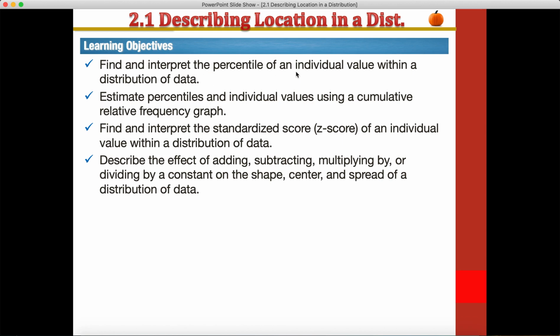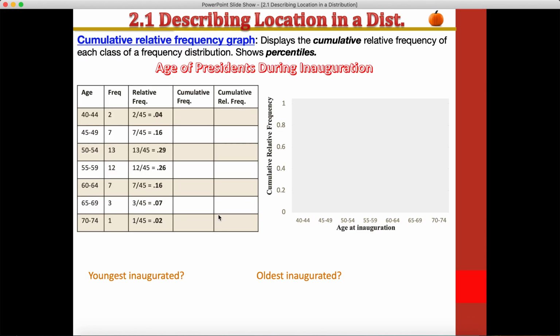Here again are the goals for this lesson. We're going to find and interpret percentiles of individual data points. We'll look at something called cumulative relative frequency graphs. I know that's a mouthful. Then we'll start talking about z-scores and what happens if I perform a transformation on an entire distribution of values.